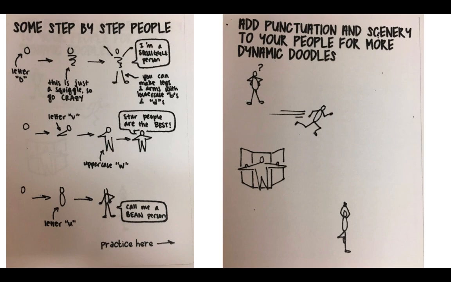And then add punctuation and scenery to your people for more dynamic doodling. You could add this question mark to this bean person to show the person's thinking. This bean person's running just by adding these lines. They look like they're moving swiftly. This person's standing in front of something. So they're holding something up, which looks kind of like a background or a wall. This person's holding a pose. So you can show expressions by how you shape those basic bodies. So you're going to be using these types of people: squiggle, star, and bean people.